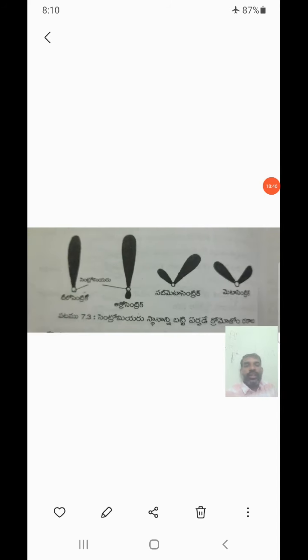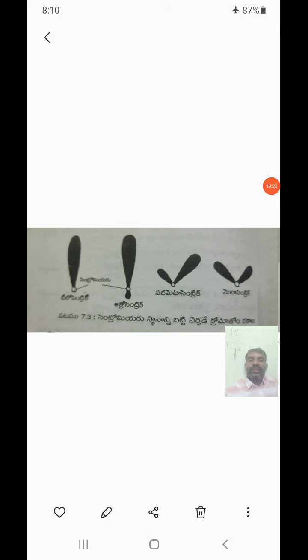And also the chromosome types, based on centromere number, the chromosomes are classified into 4 to 5 different types. If the centromere is absent, that belongs to acentric. If one centromere is present, that is monocentric. If two centromeres are present, that is called dicentric. If more than two, that is called polycentric.